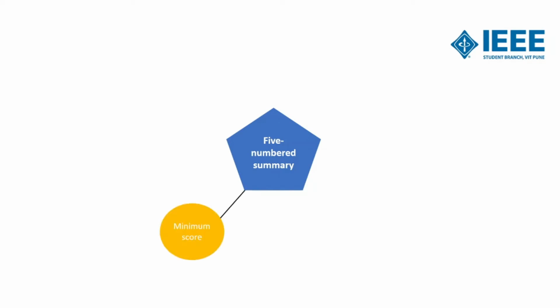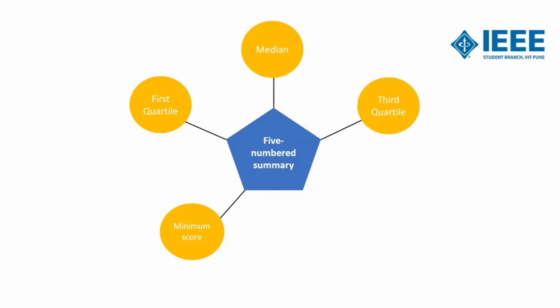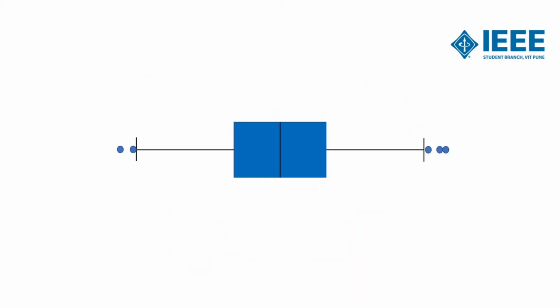The first one is the minimum score. Then we have the first quartile, median, the third quartile, and the last one is the maximum score. So this is a figure of a box plot. The median is denoted by the line in the middle of the box plot. It marks the midpoint of data, which means that it divides the data into two equal parts.